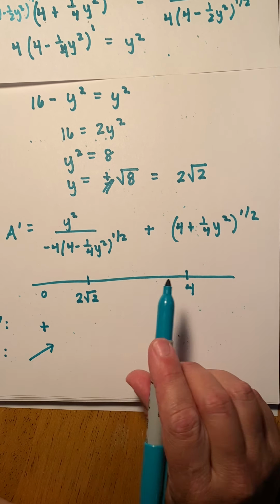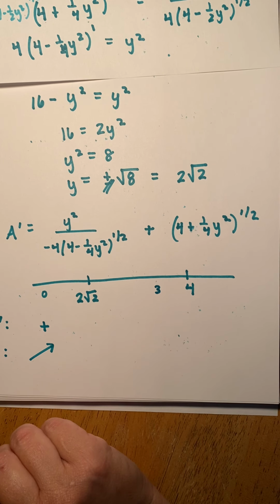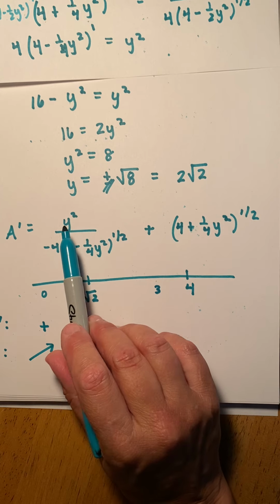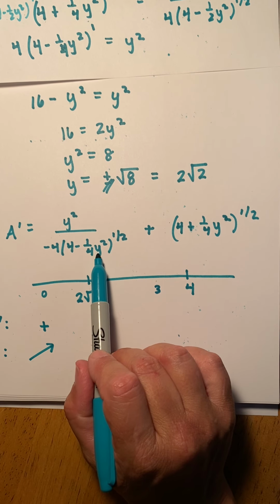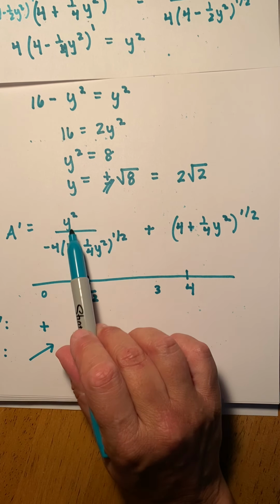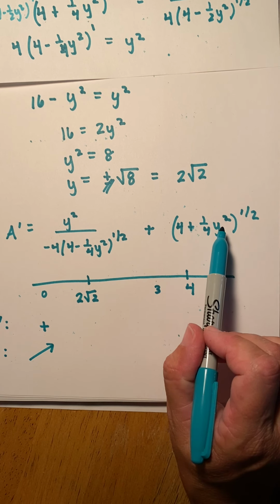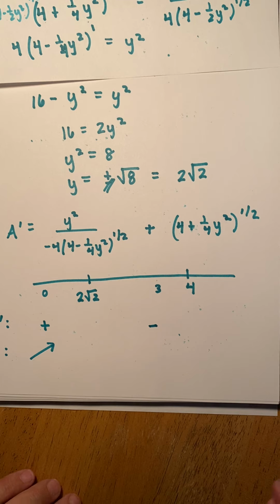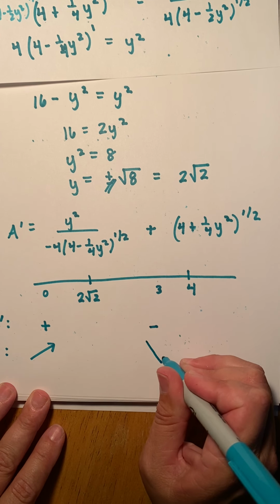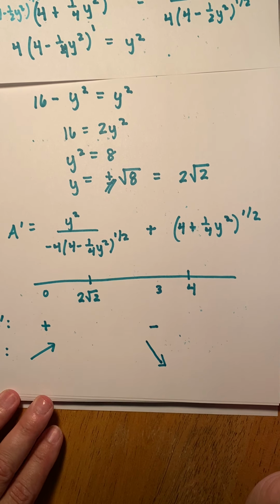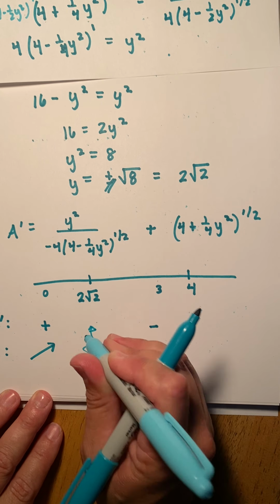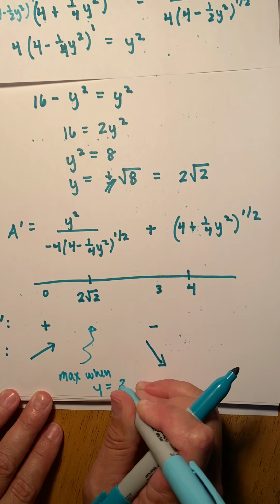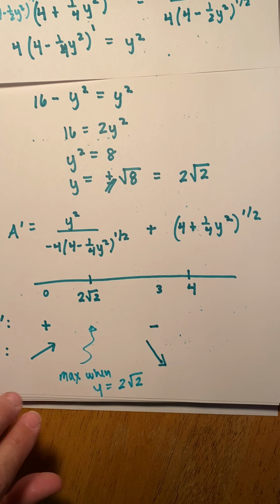We can't put 4 in, but if we put a number a little bit to the right of 4, like 3, and pop this into our calculator, that's going to be 9. This is going to be 3, 9, 9/4. That's going to be negative something. We probably would have to pop that in our calculator. I'm going to leave that up to you, and I'm pretty confident that's going to be negative. So the area is decreasing. All right, so we have a max when y is equal to 2 square root of 2.